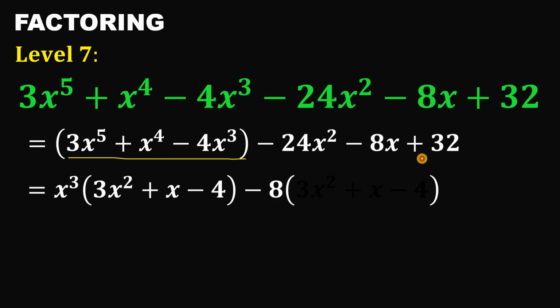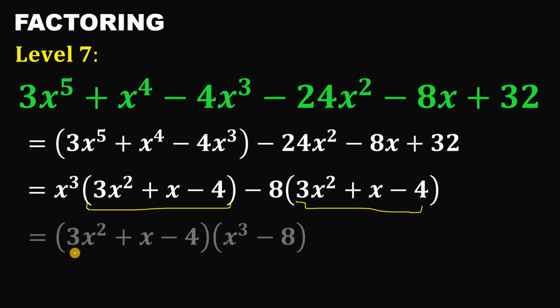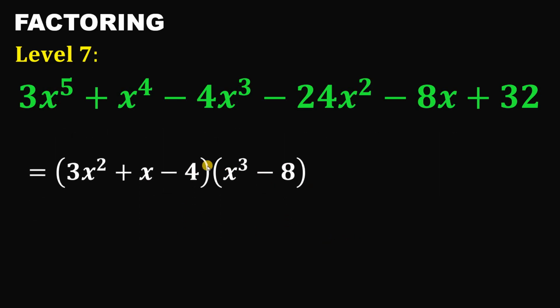And if we factor out negative 8 in these three terms, we get 3x squared plus x minus 4. We have the same factor, so we can factor out this common factor. And if we do that, we get 3x squared plus x minus 4 multiplied by x cubed minus 8. This is very familiar because we factored this out in level number 6. Alright, so let's factor 3x squared plus x minus 4.